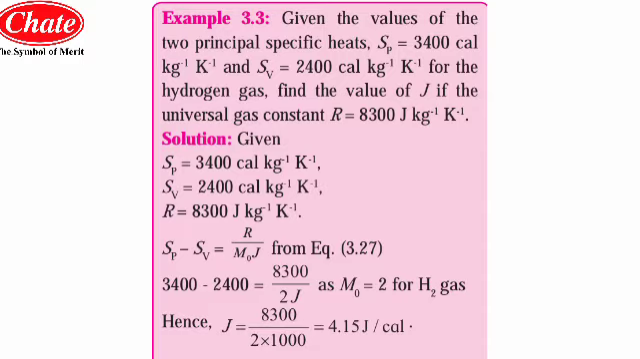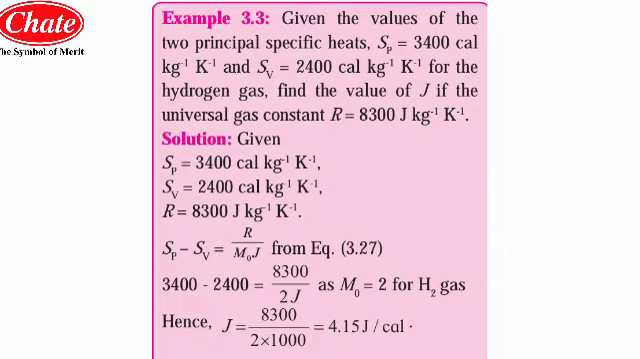And students, they have asked us the value of J. J is nothing but the mechanical equivalent of heat. Some of you may say that J stands for joule, but J stands for the mechanical equivalent of heat. So this is what we have to calculate here. And the next value they have given is R. R is our universal gas constant, and for the hydrogen gas it is 8300 joule per kg Kelvin, or you can say joule kg raised to minus 1 and Kelvin raised to minus 1.